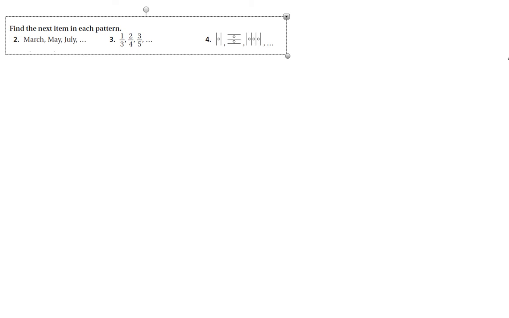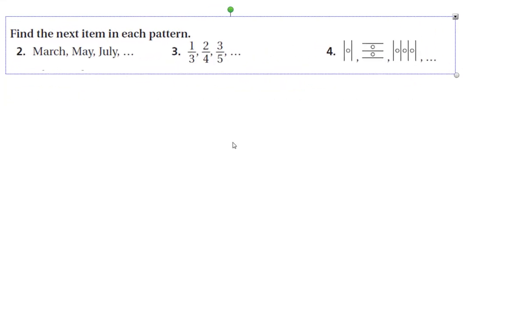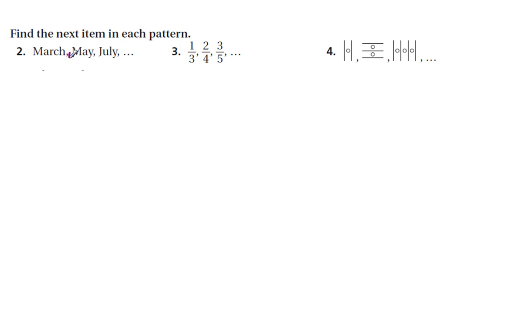So the first thing we look at is pretty basic, just finding patterns. So what is our pattern here? We have March, May, July. Well, these are months. Duh. Do they go in order? Sort of, except between March and May there's April. And between May and July is June. So what we can say is it's not stating every month, but rather it's stating every other month. So the next item, we'd skip August. So our next item would be September.